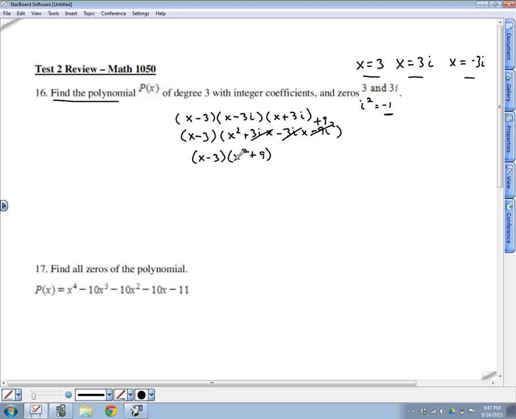But now we multiply these 2 factors together. x times x squared is x cubed, and x times 9 is 9x. Negative 3 times x squared is negative 3x squared, and negative 3 times 9 is negative 27.